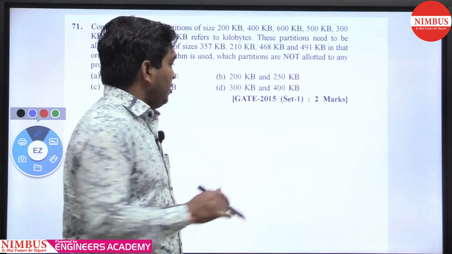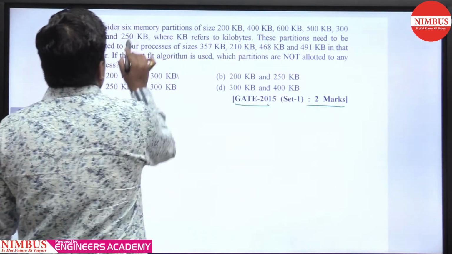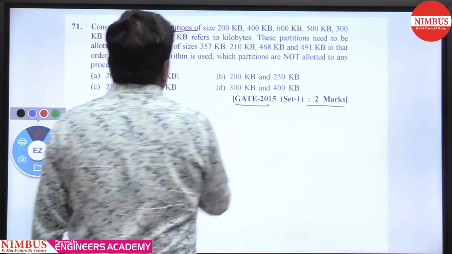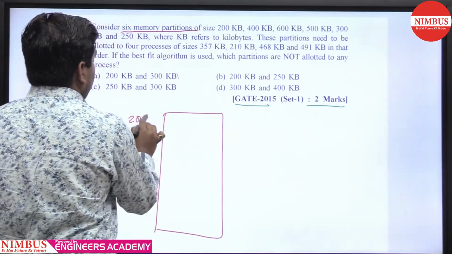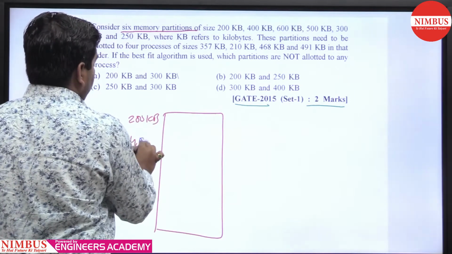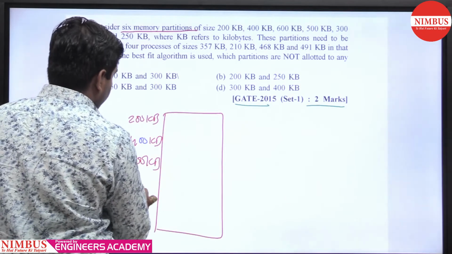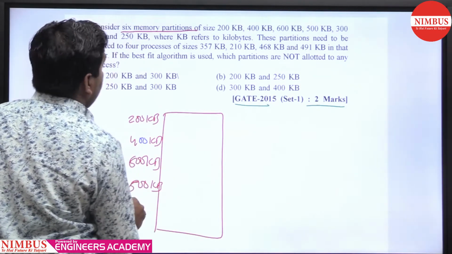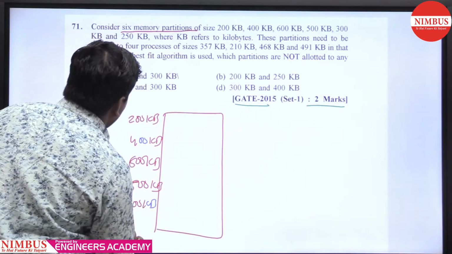Student, this is the question GATE 2015, 2 mark. What did the question say? A 6 memory partition of size 200 KB, 400 KB, 600 KB, 500 KB, 300 KB and 250 KB.